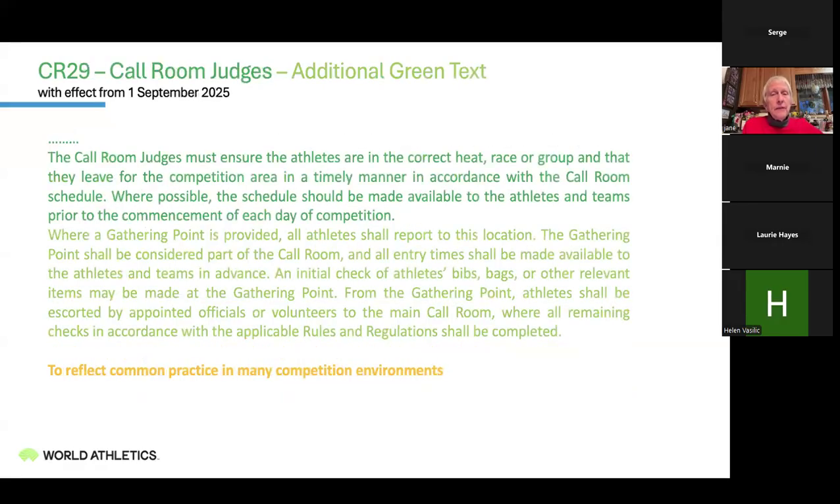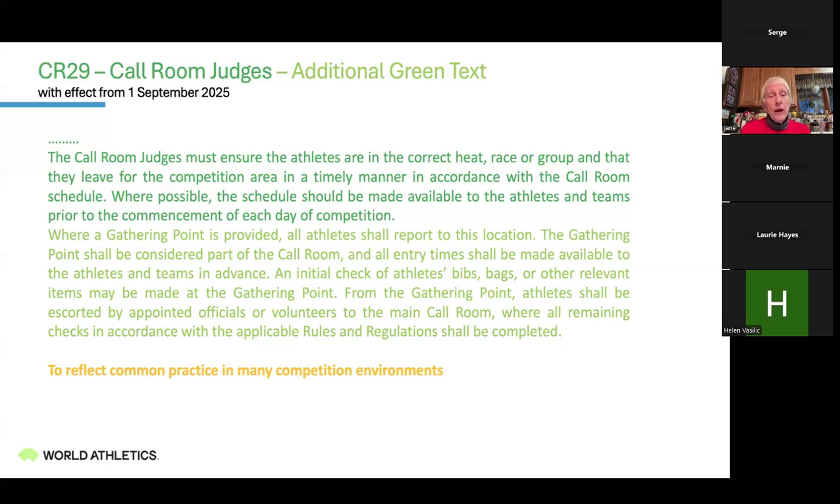This is more a clarification to reflect what is happening in competition environments. And it is in addition to the call room judges' green text. In the larger meets where the warm-up area and the call room are a fair distance apart, there's a gathering point at the warm-up area where the athletes go report in, and then they're all escorted to the major call room. So this is making the gathering point an official part of the call room schedule.